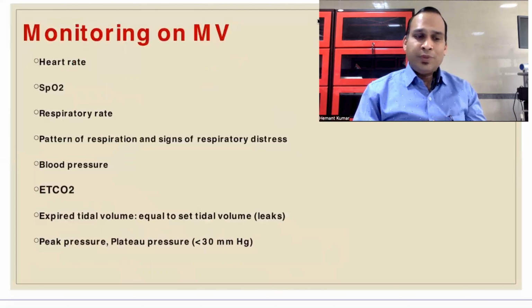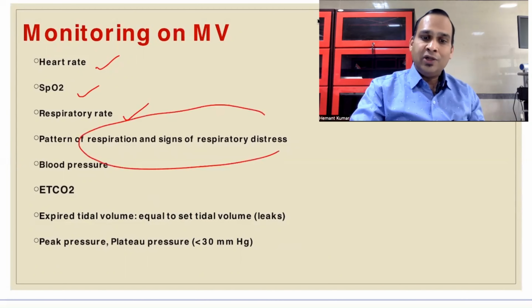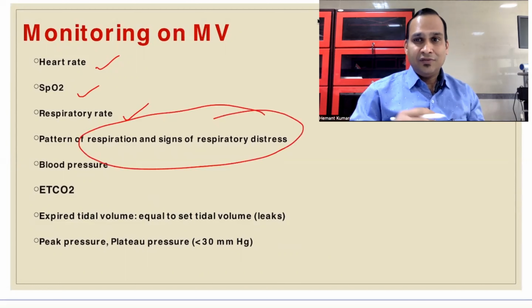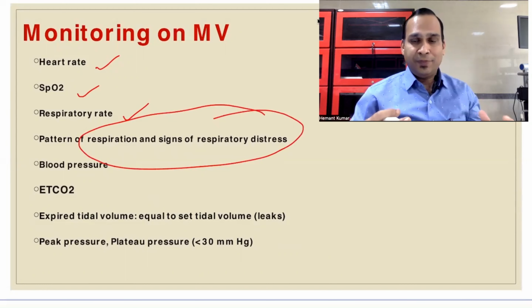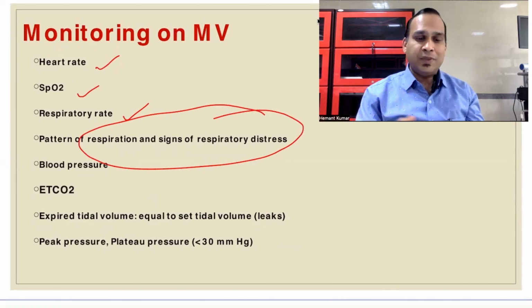So what do we monitor in our patient? We have to monitor heart rate, oxygen saturation, respiratory rate, and the patient's pattern of respiration. Once we are giving ventilation, we have to look if the patient is struggling for breath, or is in acidotic breathing, or is in a gasping condition.